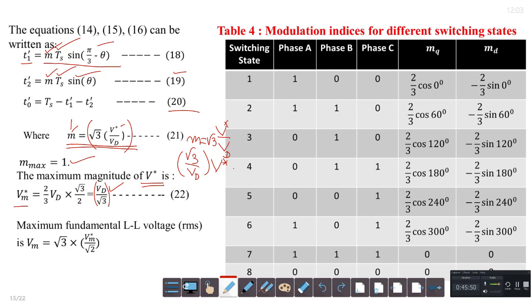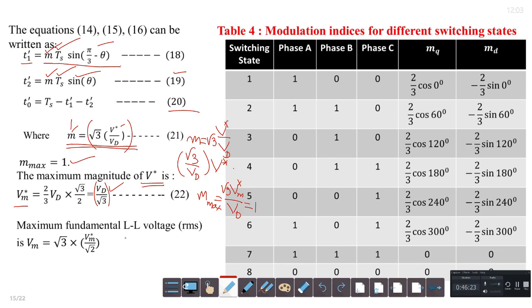So we have M max equal to root 3 Vm star by Vd, and this is 1. So Vm star is Vd by root 3, and that is the maximum value of the voltage Vm star. Then, for the maximum fundamental line to line voltage, note that V star is a phasor, and in a phasor we represent the peak value of the sinusoidal quantity.